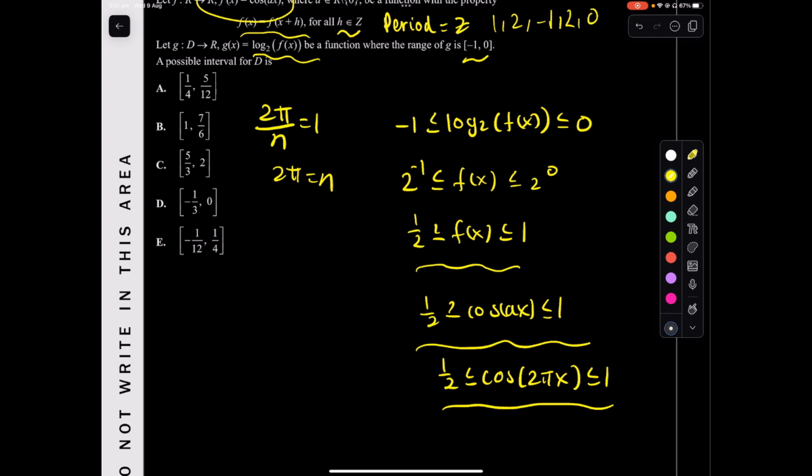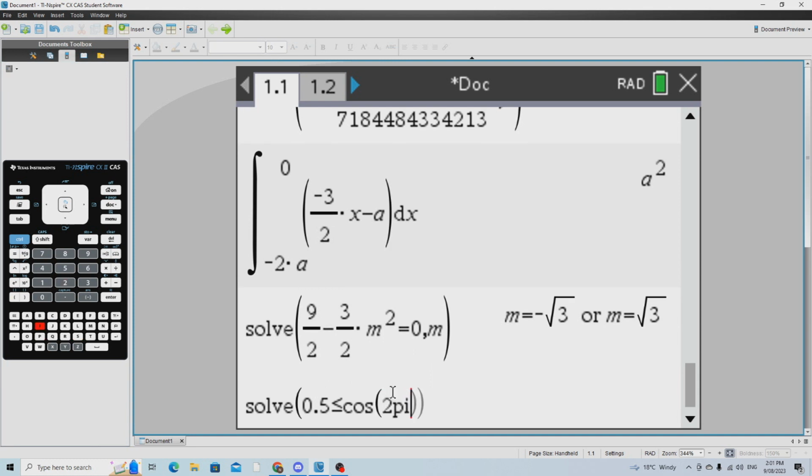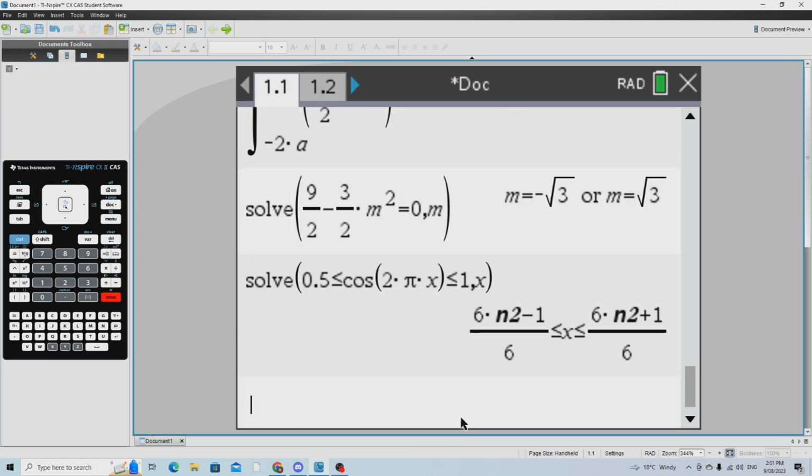Actually, no, don't even graph it. I think what we can do is solve it. We can solve for x, which will give us our domain. So let's try it. So 0.5 is between cos 2 pi times x, it's between 1, comma x. And it gives us these two general solutions.